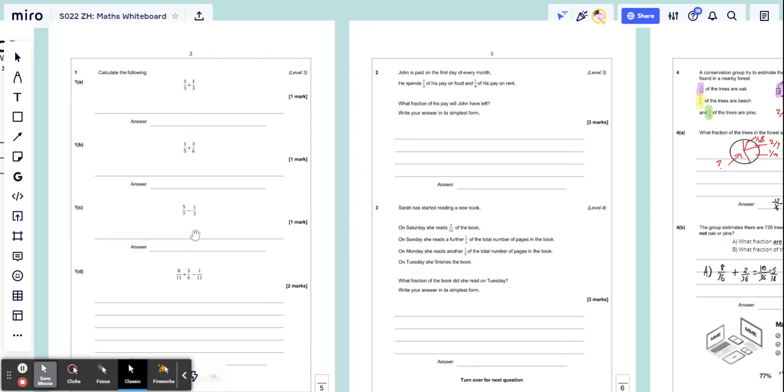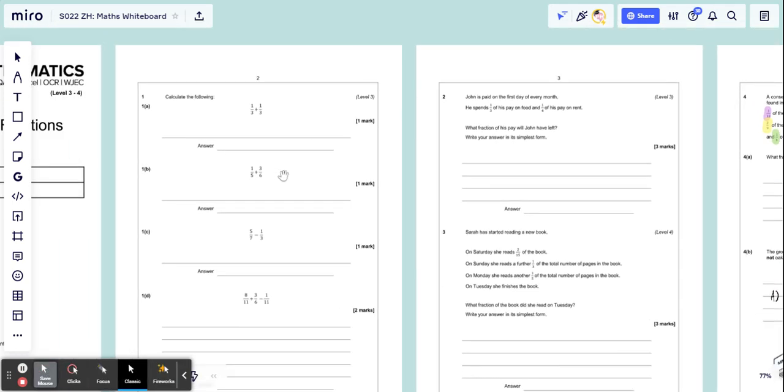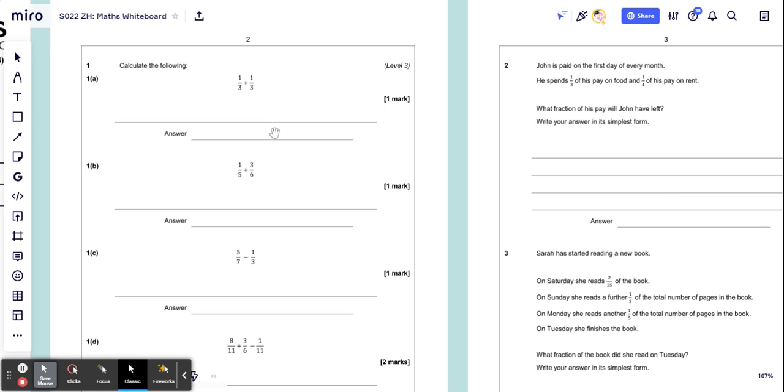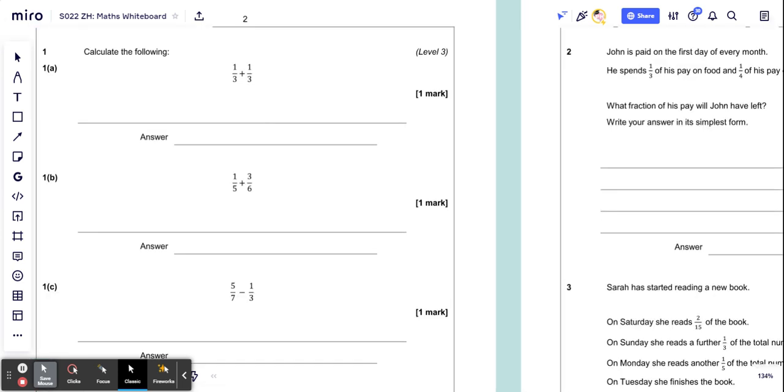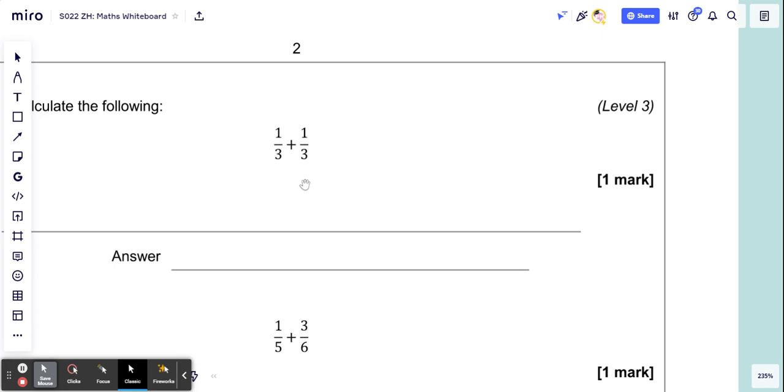Okay, a few videos on fractions. We're going to be looking at how to add them and times them and take away and so on. So you'll probably find this one fairly easy.